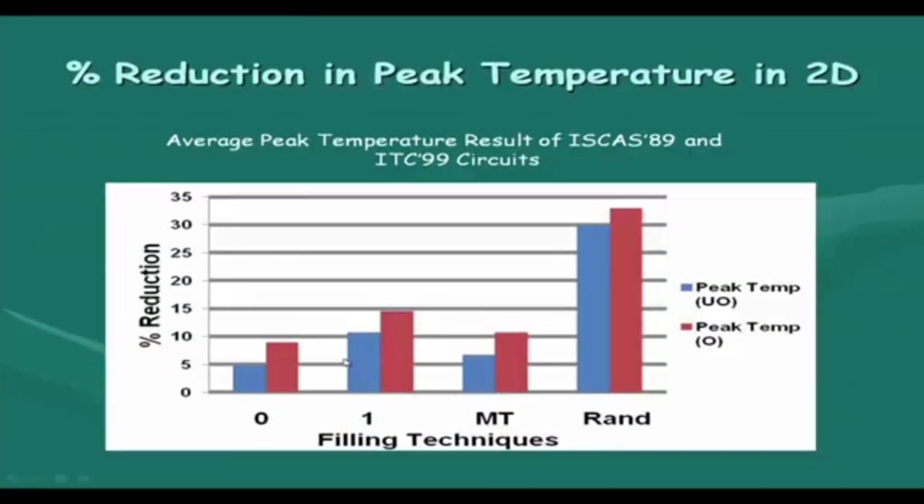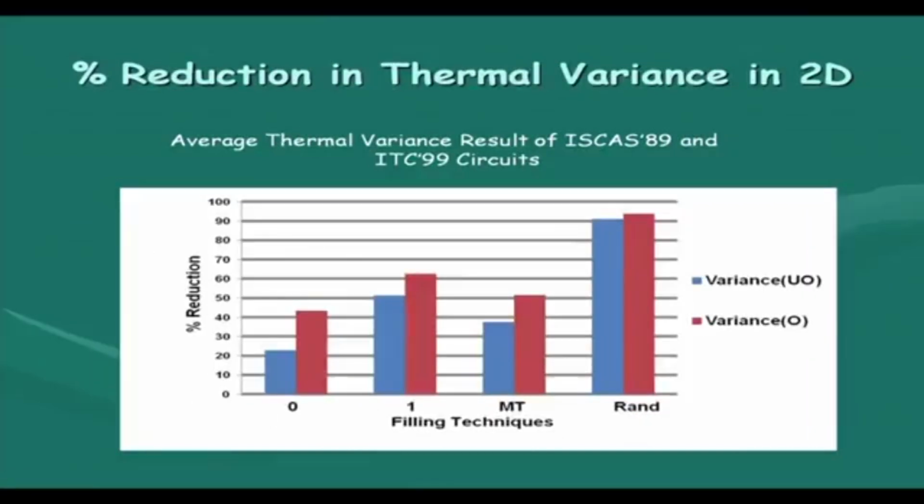So, this way we can see that filling plus reordering can result in much better power and temperature saving. Temperature variance is also another parameter when we are trying to do this thermal minimization, because if the temperature variation across the chip is not uniform, then different regions of the chip are differently heated, and as a result their delays may be different. So, the delay faults may create some problem.